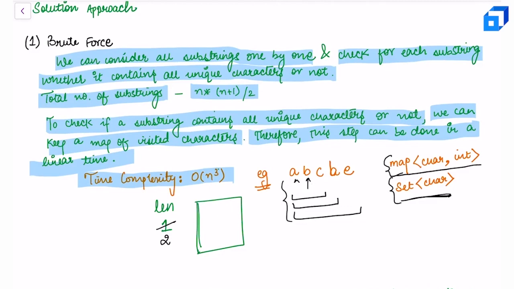Now let's move to the next substring, which is ABC. A is not present, let's put A into the set. B is not present, let's put B into the set. C is not present, let's put C into the set. The maximum length is 3 now.